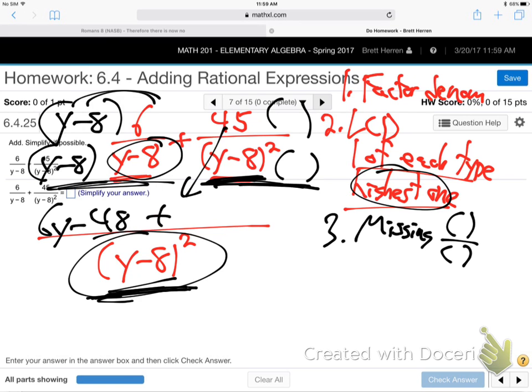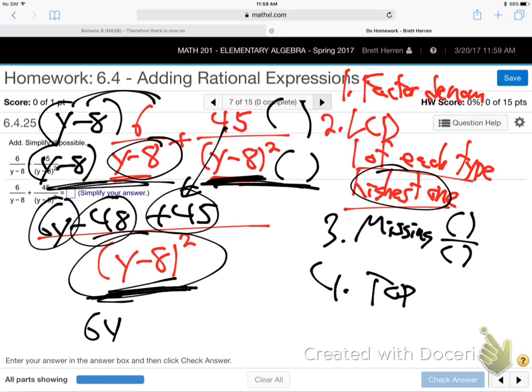Just bring the 45 down, no changes. Everybody see that step? It's the give them what they're missing step. You're making them all have the same. That's the communism philosophy, right? Everybody the same, even distribution. So you're making the two denominators the same. Give them what they're missing. Good? And then step four is just finish the top, right? Just finish up the top. 6y minus 48 plus 45 is minus 3 over y minus 8 squared. There we go.